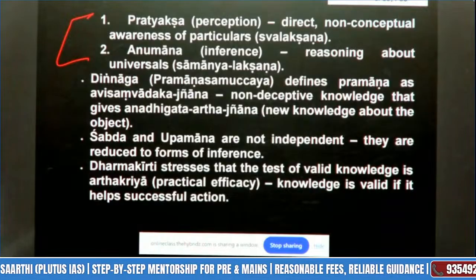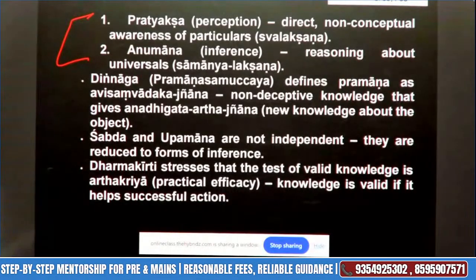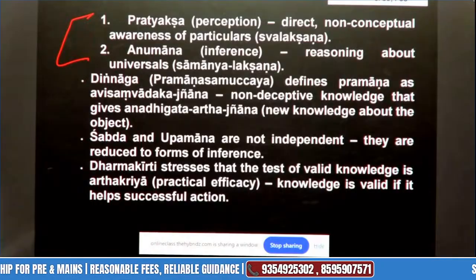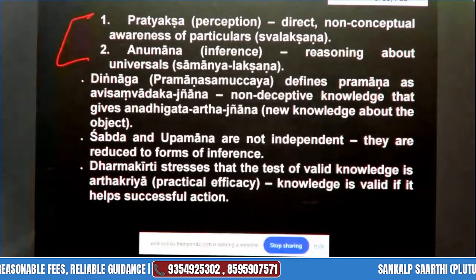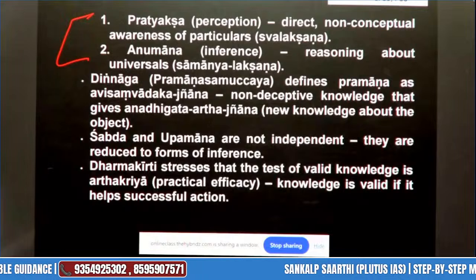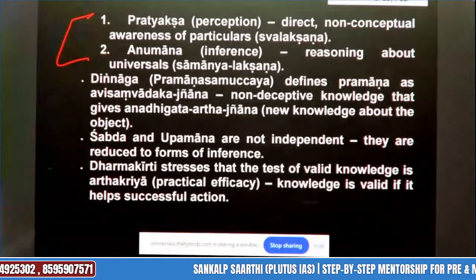Now I know these Sanskrit words might be very difficult for you to understand, but once you start writing and start practicing, you won't find any problem. Okay.